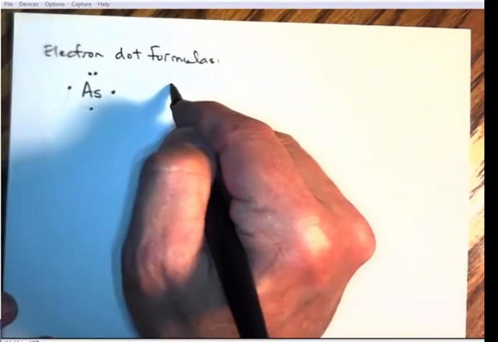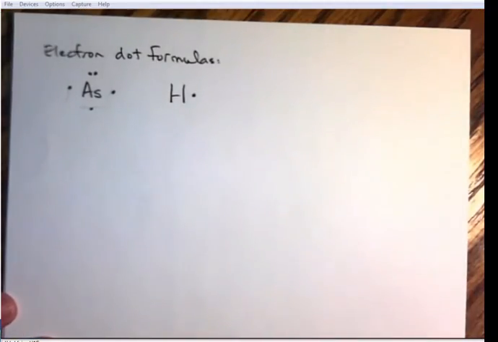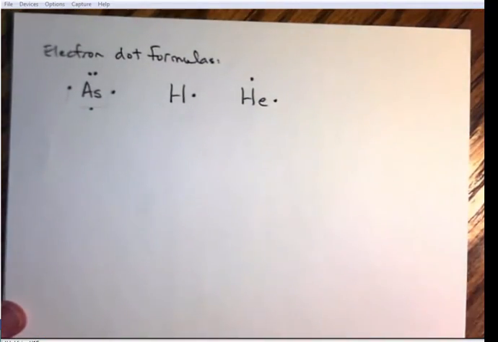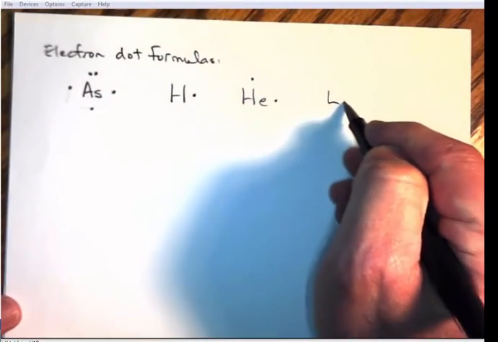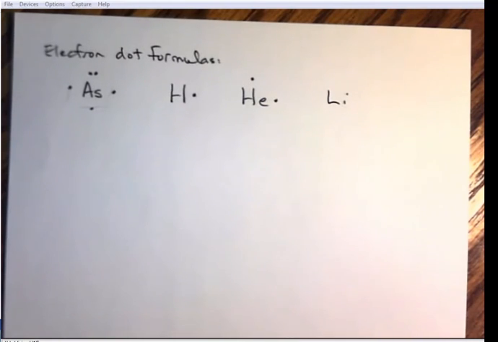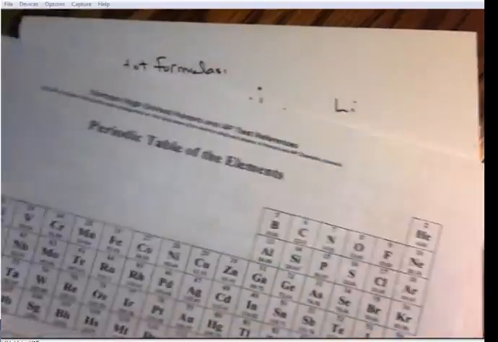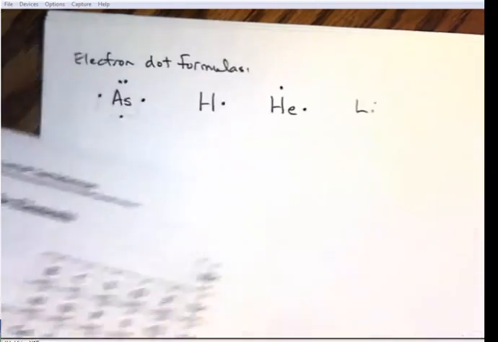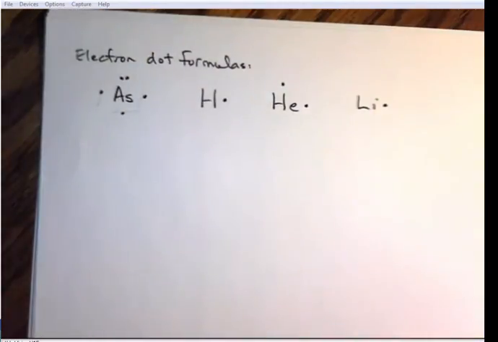For hydrogen, there's just one dot. For helium, there are two dots. In some textbooks, you'll see the first two dots paired together. Don't worry about it, just put two dots on there. For lithium, I set my periodic table down somewhere. Here we go. Lithium's located right here, so there's just one electron in this second primary level. So lithium's going to have one electron dot. So electron dots are easy once you've got orbital notation and electron configurations. Got it? Super easy, right? If this is hard, you're not paying attention. We good?